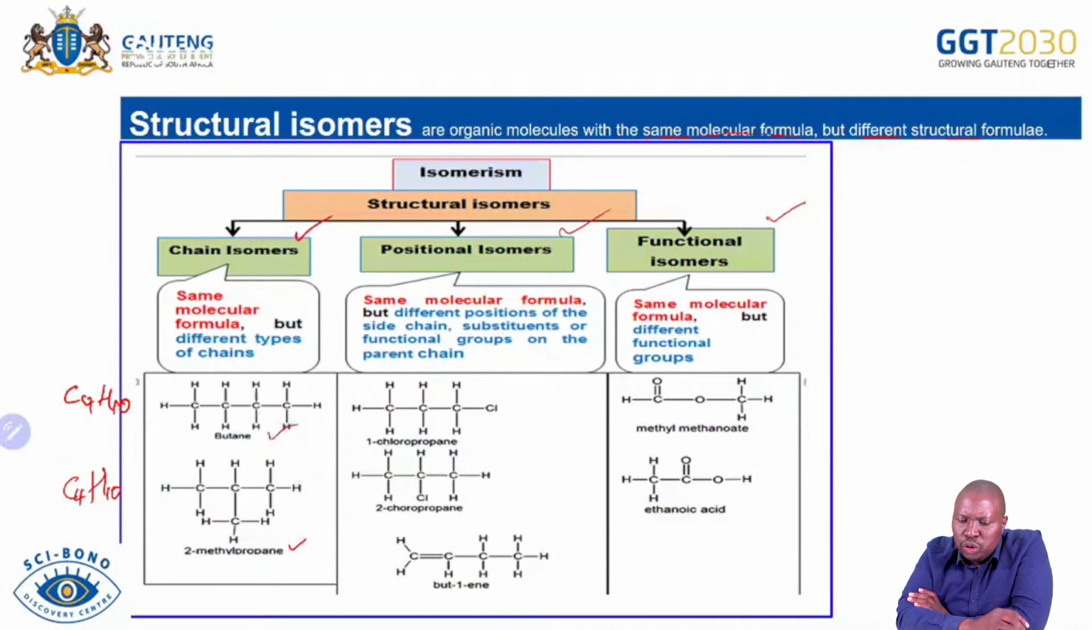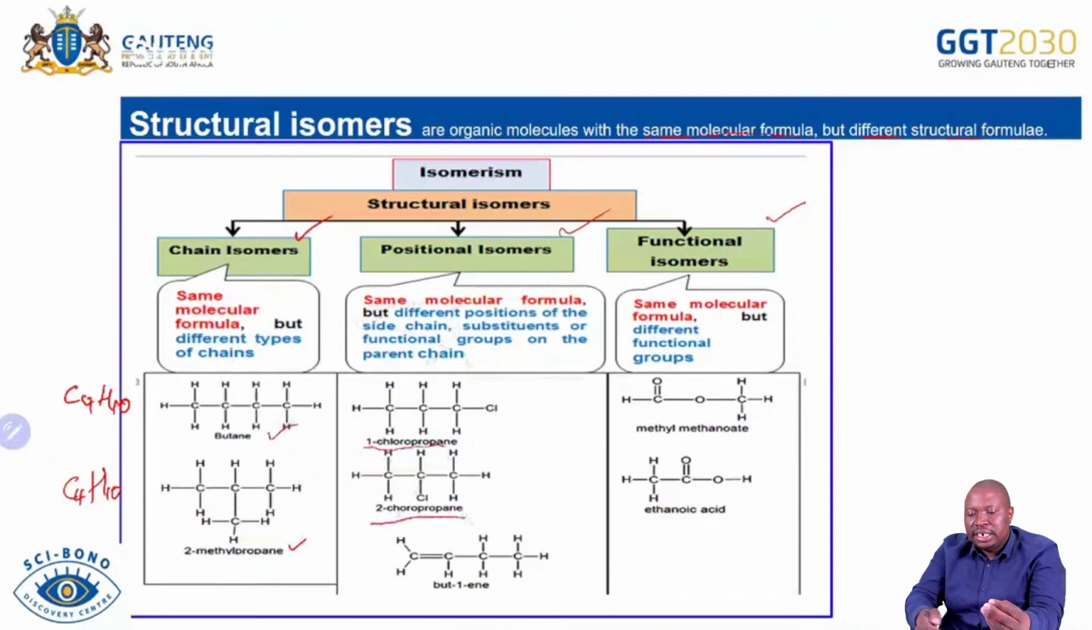Now, let's go to positional isomers. Obviously, the nice thing is that what remains the same is the molecular formula. So we're given the example here, 1-chloropropane and 2-chloropropane. So you will understand that these are positional isomers because our substituent chloro is on carbon number 1 in the first structure and chloro is on carbon number 2 in the second structure. So you are able to see that we have moved the chloro from carbon number 1 to carbon number 2. So those are positional isomers.